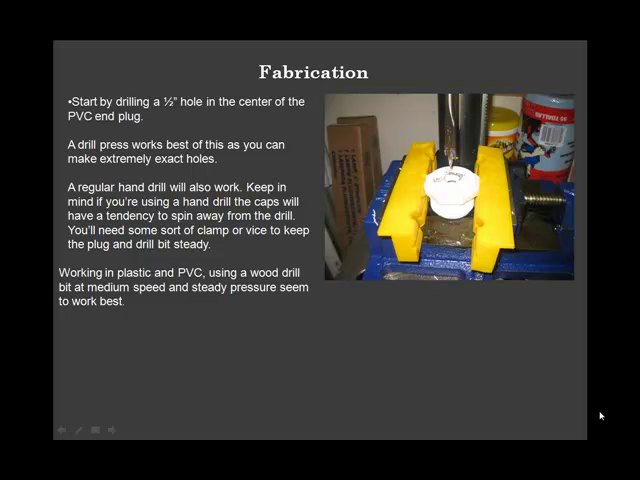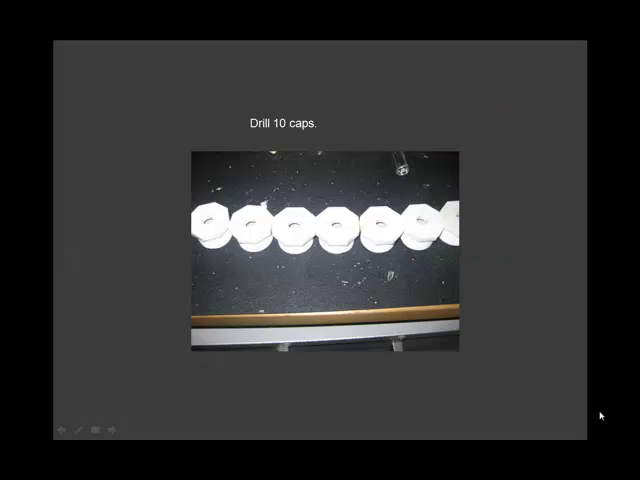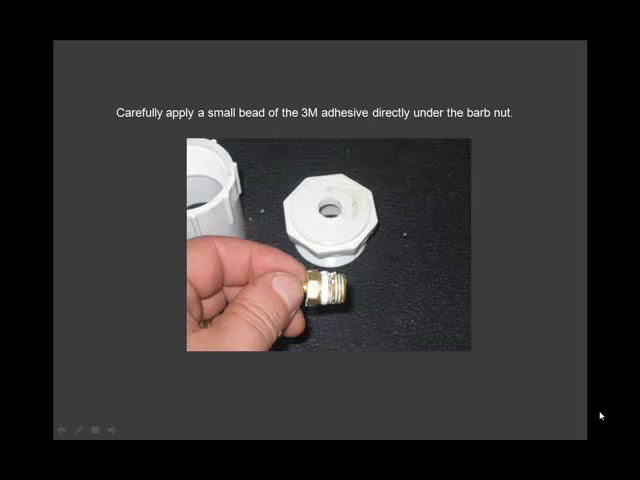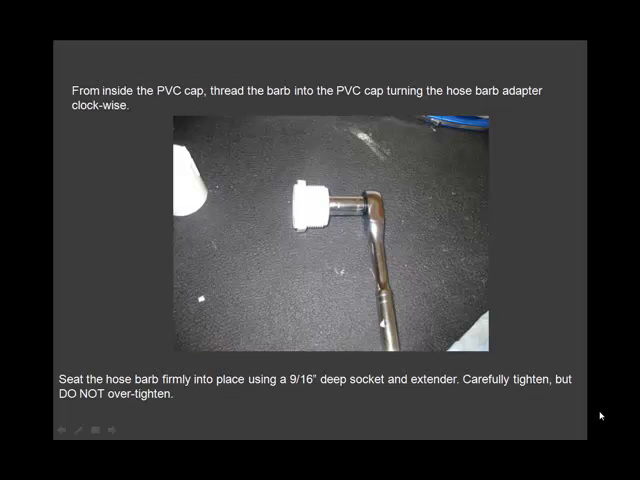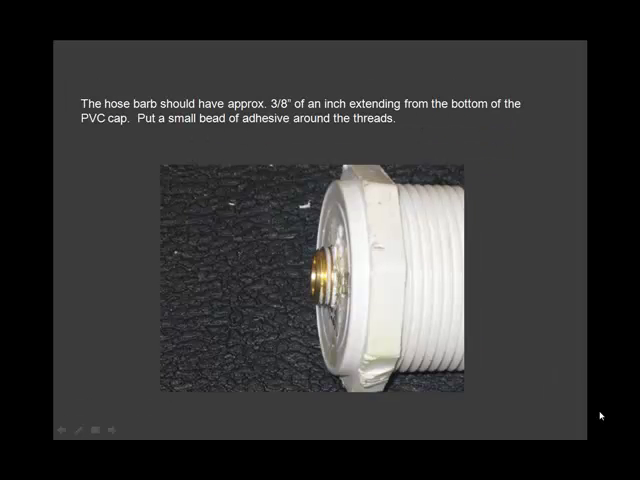Here's the fabrication. Start by drilling a half-inch hole in the center of the PVC end plug. Drill a total of 10 caps. Carefully apply a small bead of 3M adhesive. Thread the barbed end into the PVC cap. The whole barb should have approximately 3/8 of an inch extending from the bottom.